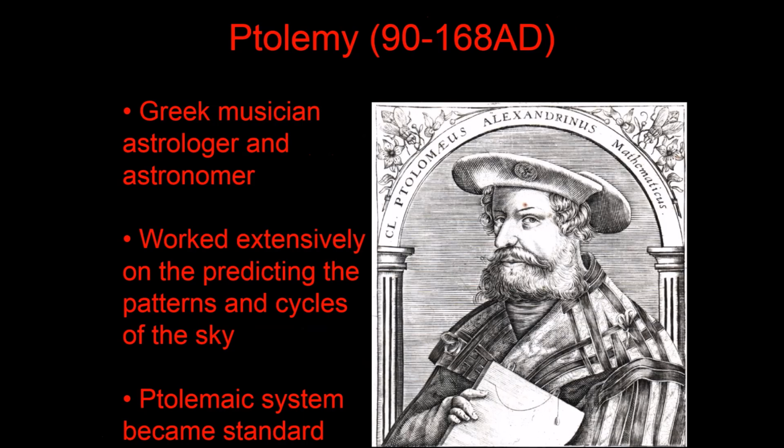So the prevailing view for a long time was Ptolemy's model, and Ptolemy was around 90 to 168 AD, and the Ptolemaic system really dictated how astronomy was done. He was sort of a polymath, a sort of Renaissance man essentially, long before the Renaissance. He was a Greek musician, an astrologer, an astronomer, and he worked extensively on predicting patterns and cycles of things in the sky, and his system became the standard by which everybody judged the motion of the heavens.